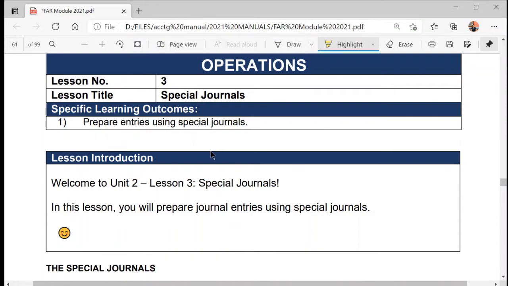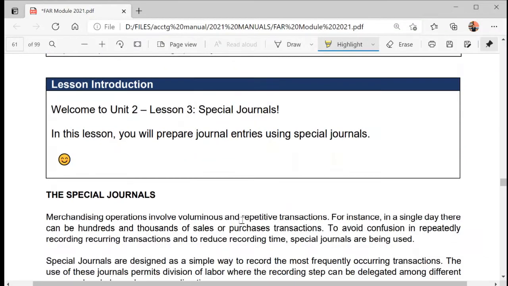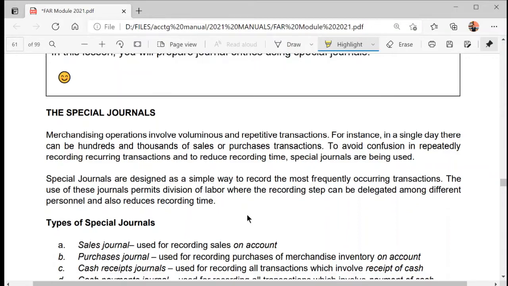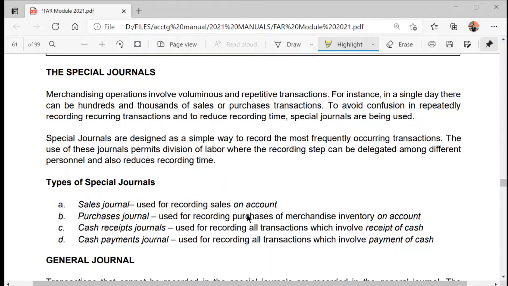Okay, so lesson 3 is about special journals. If your business is in merchandising operations, you will expect voluminous and repetitive transactions. There would be frequent recording of purchases, sales, collections, and payments. For example, in a single day, there may be so many transactions for sales and purchases.